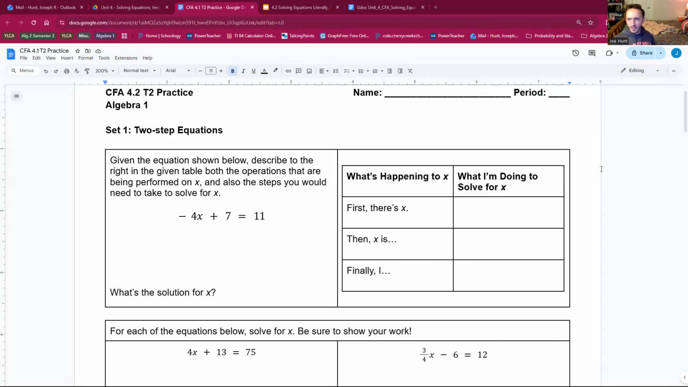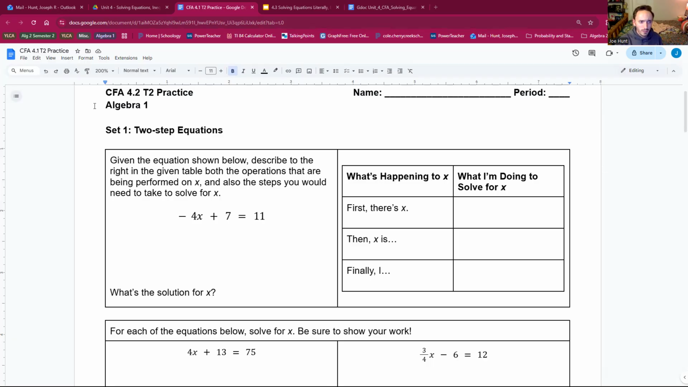You'll notice in the first setup that I've got a table on the right-hand side of the problem, where I'm distinguishing between what's happening to x versus what I'm doing to solve for x, right? And what I'm trying to get at here is the logical process, the steps that we take and when we take them to try and get x back to being by itself and finding a solution.